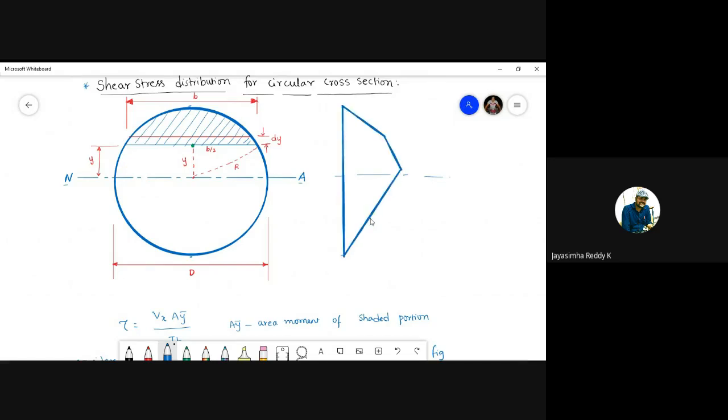So at y is equal to 0, it is maximum. Y will be 0 at neutral axis only, and this will be a parabola only. This is tau max. It is not that for every cross section it will be at neutral axis. Tau max will be at neutral axis only for rectangles, I sections, and circular sections. So we will come to that also.